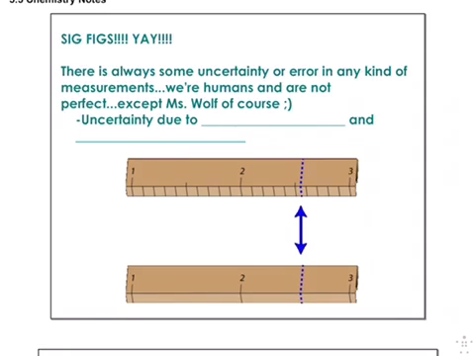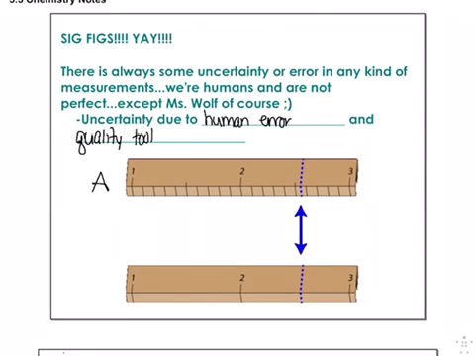So we're looking at uncertainty due to human error. Not just human error, but human skills. If you ask a first grader to measure the length of a line versus a high school senior, you're going to get two different answers. And then we're looking at the quality of the tool.